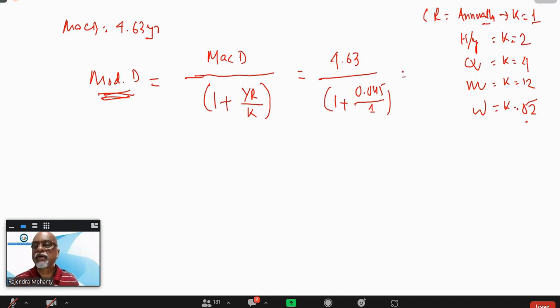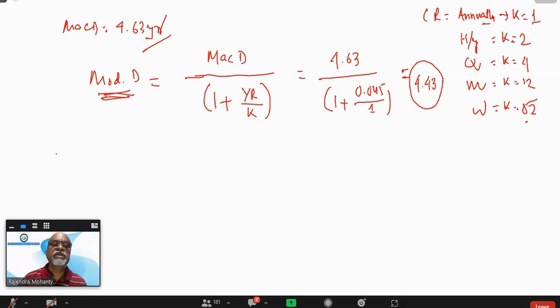So what is the answer now? What is the modified duration? 4.43. This is a number only. This is not in years. MAC duration is represented in years. Modified duration is simply a number. 4.43. Now, how will we calculate the price change?